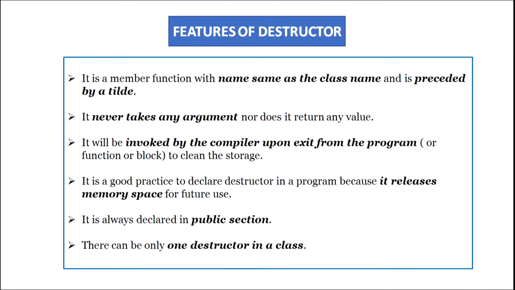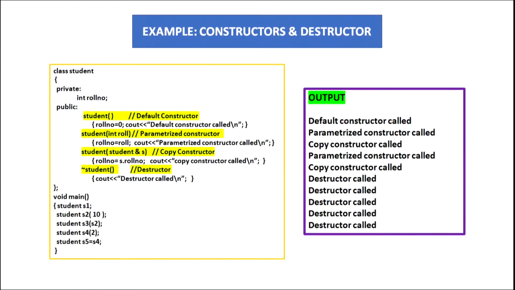It is always declared in public section. Please remember this, and there can be only one destructor in a class. We can have many constructors, but we can have only one destructor in a class. Now, let us understand the working of constructor and destructor with the help of another example.